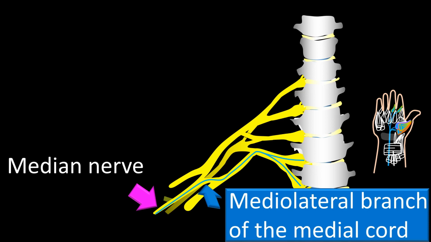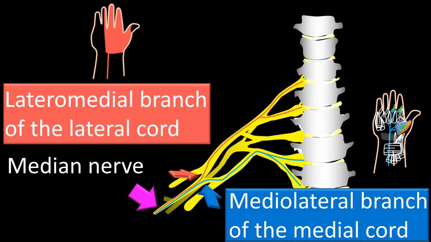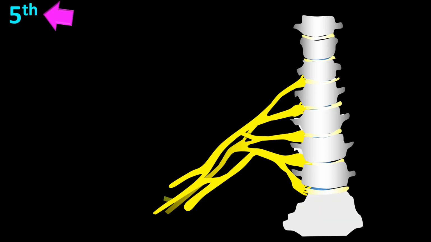What makes hand innervation interesting is that the skin just above this C8 and T1 spinal cord innervated muscle is innervated by fibers joining the median nerve through the lateral medial branch of the lateral cord, arising from C5 and C6 spinal cord segments.